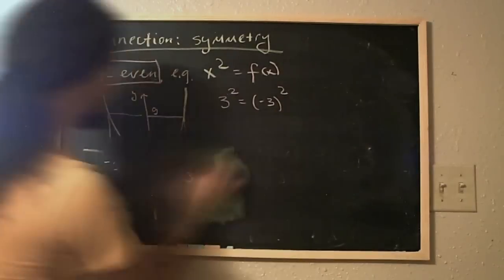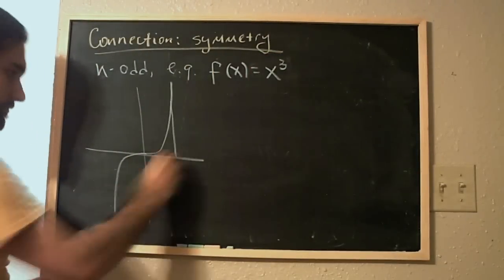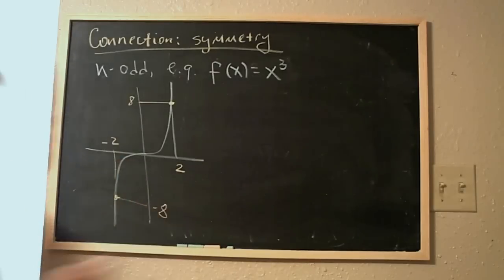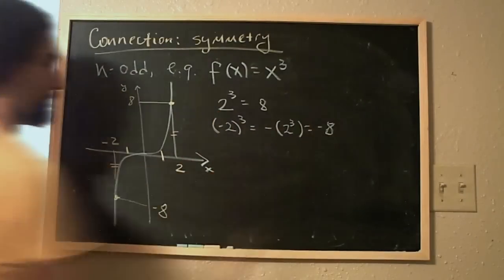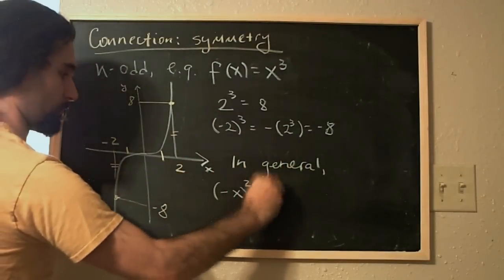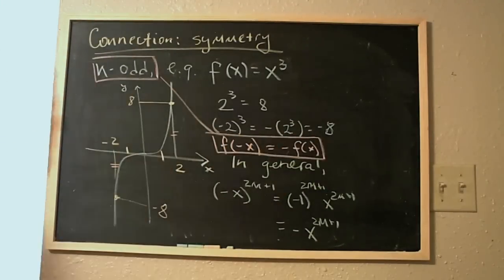Now consider the case where n is odd, for instance x cubed. 2 cubed is 8, but minus 2 cubed is minus 8. Numbers with opposite signs will give results with opposite signs. In terms of the graph, that means that the values on the left and on the right are the same, except their signs are flipped. We can write down this symmetry algebraically as f of minus x equals minus f of x.